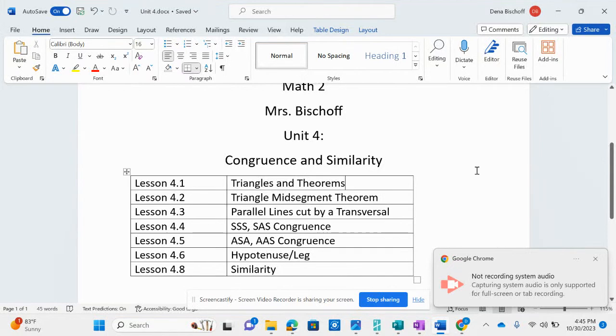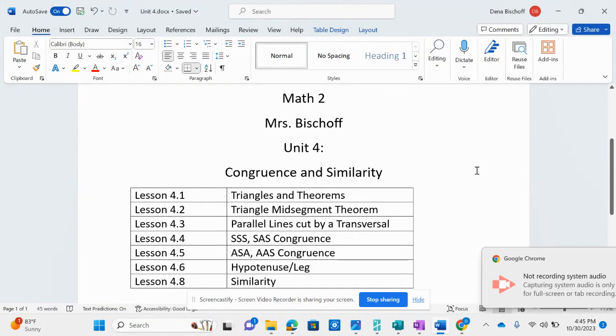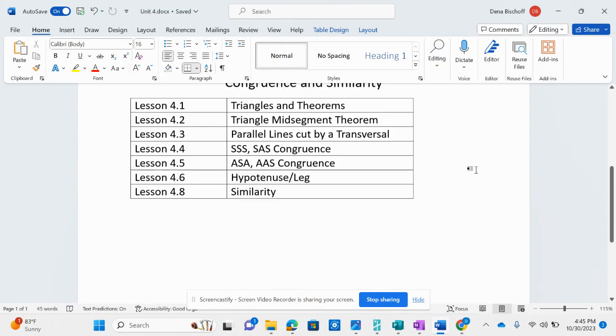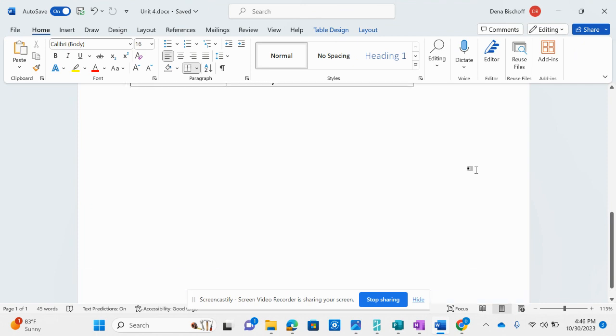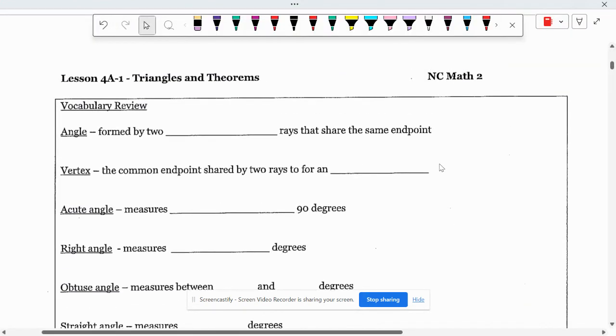All right, so this is our unit for triangles. We're talking about congruence and similarity. Our first lesson for today is really going to be over definitions, and then we're going to talk about the triangle sum theorem. So I'm going to do a little bit of vocabulary review with you first. Let's talk about some vocabulary terms.